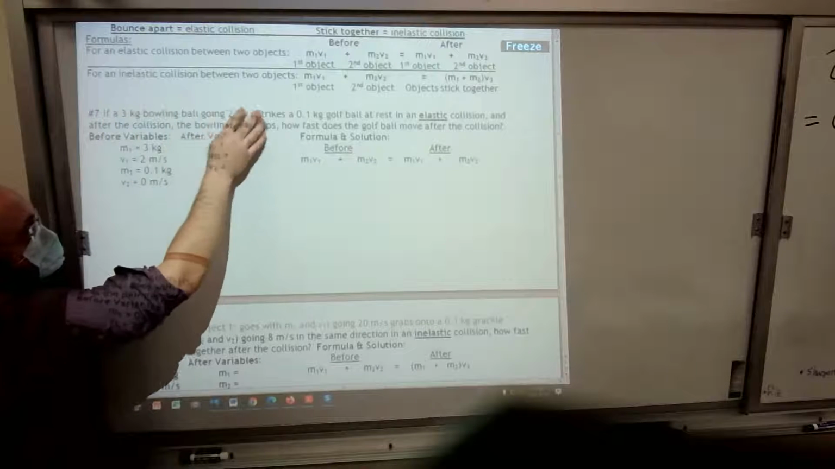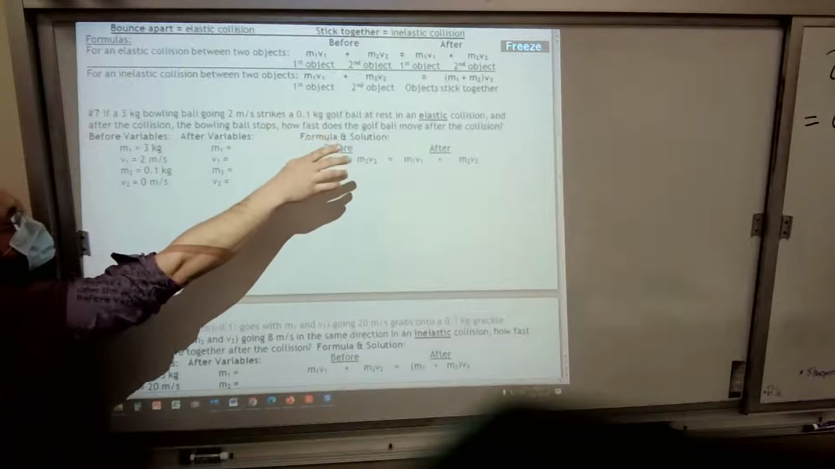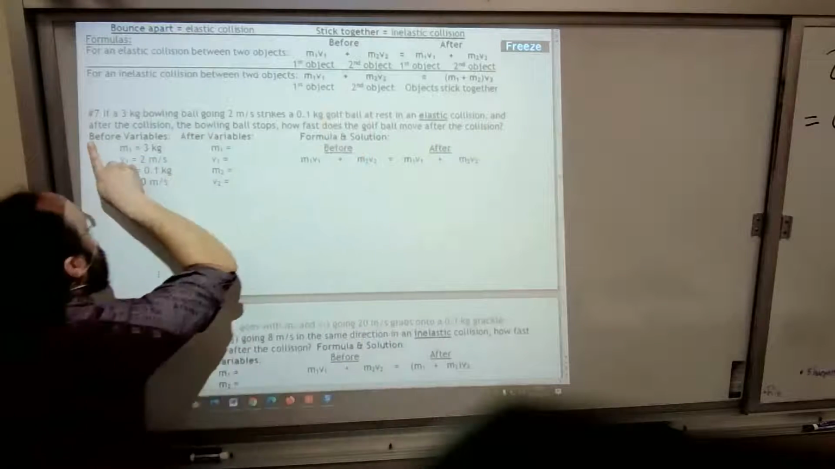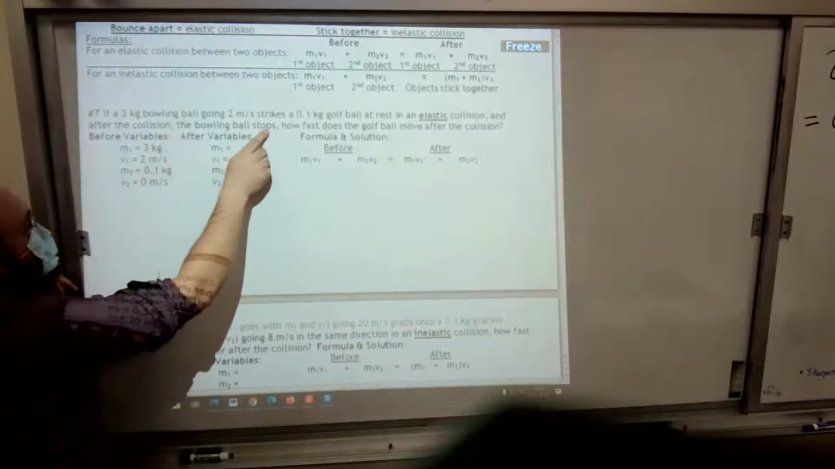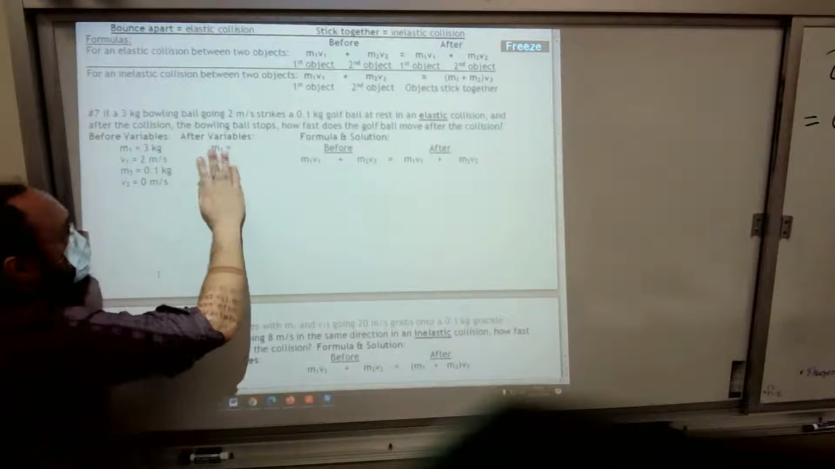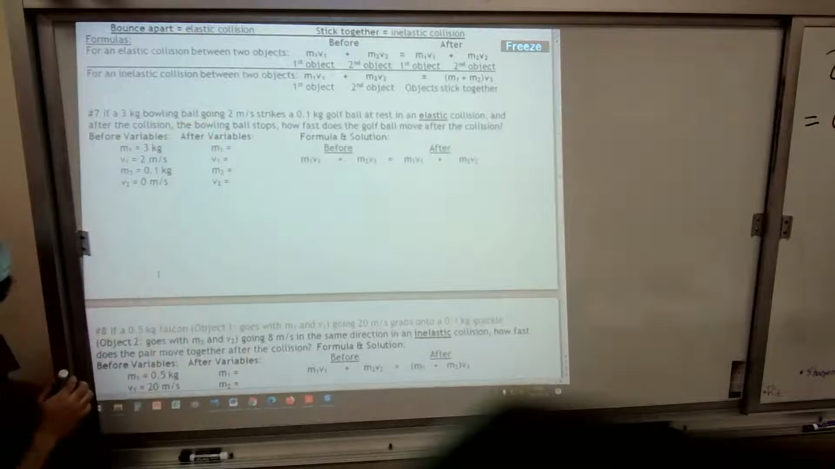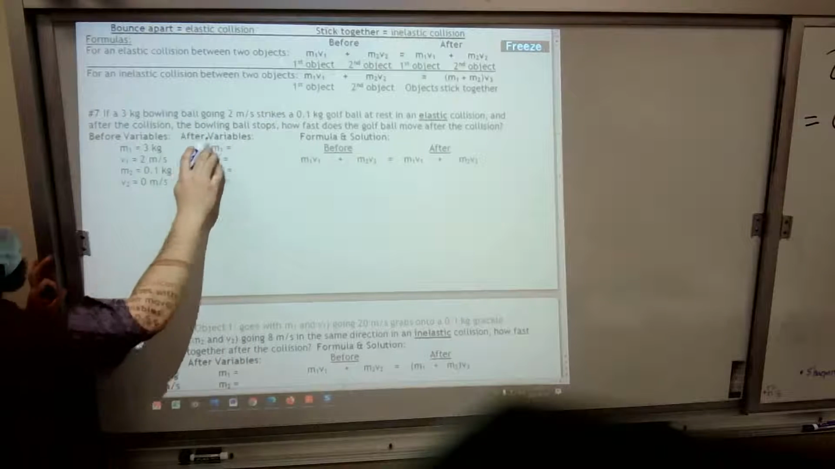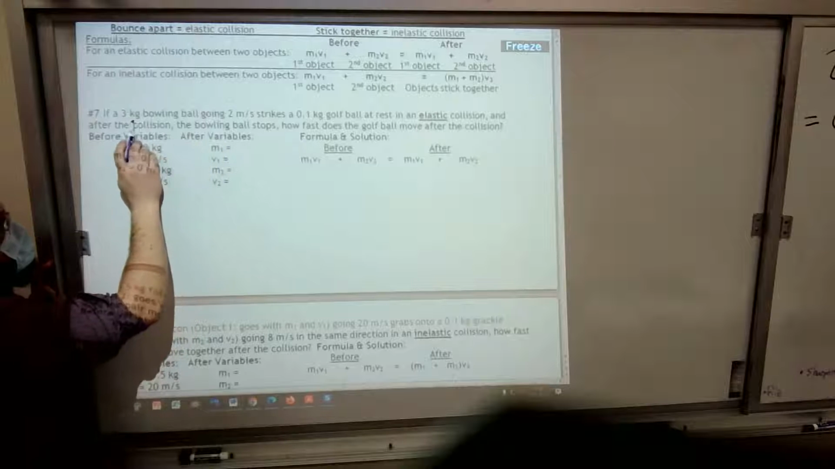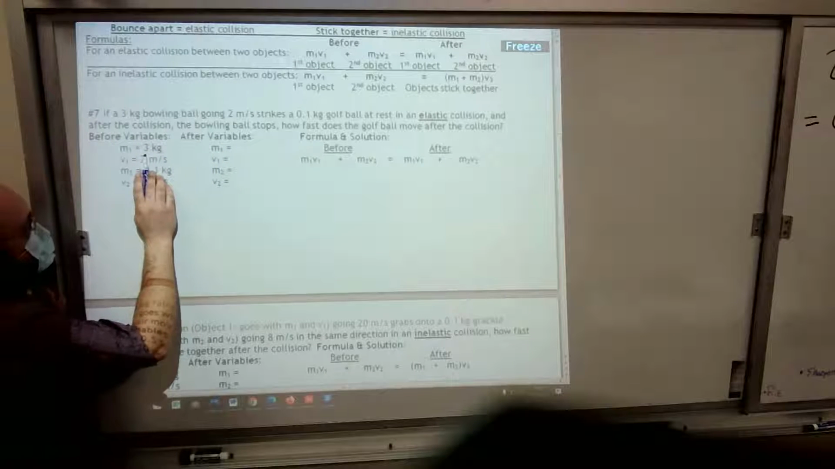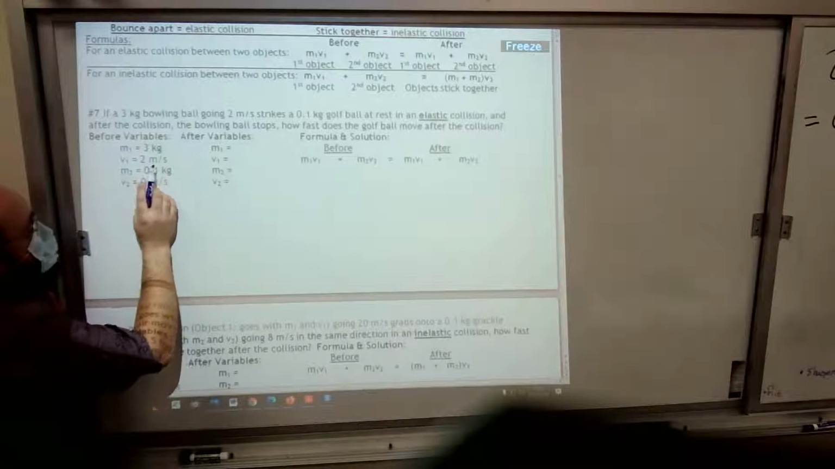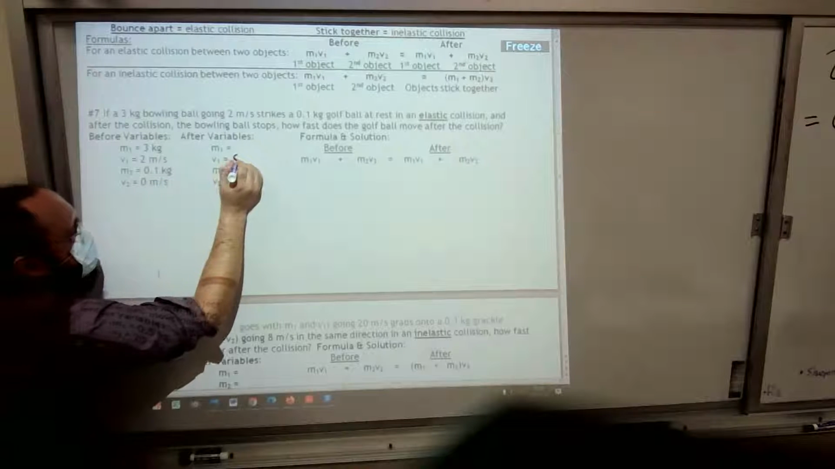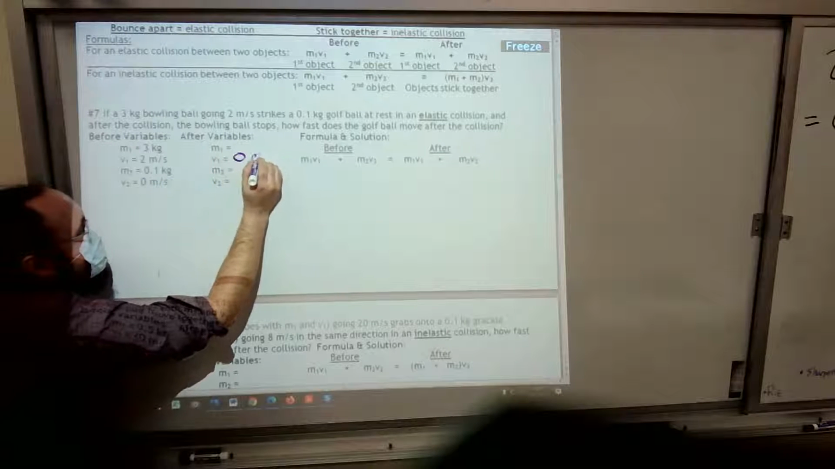All the stuff it's telling you is all before the collision until it says blah, blah, blah. And after the collision, the bowling ball stops. So now we go over to the after variables and write down what it says here. Okay, the bowling ball, I like to go back and check. That's the 3 kilogram bowling ball. So here's my 3 kilogram object. It was going 2, and now it's supposed to stop. So I got to make it say 0 after.